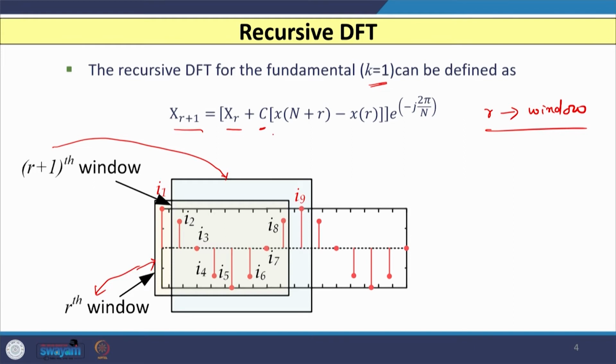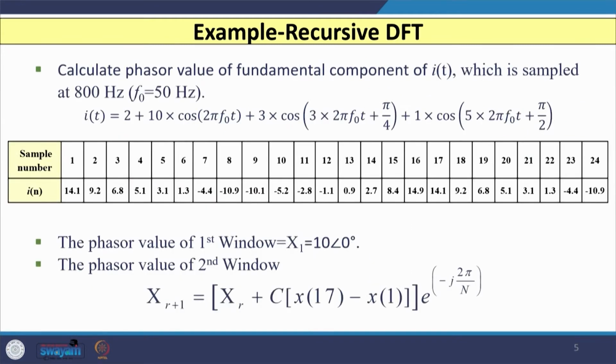Here you can see that n is the number of samples in a cycle. So, in this case, the samples are 8. If I consider, let us say for example, let us calculate the phasor value of the fundamental component of this signal IT, which is given by some DC value, let us say 2, with some fundamental component, let us say 10 angle 0, some third harmonic term, let us say 3 angle pi by 4, and the fifth harmonic term, let us say 1 angle pi by 2 or 1 angle 90 degrees.